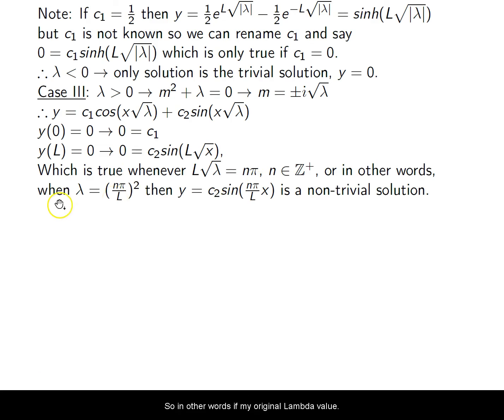In other words, if my original lambda value is n pi over L squared, so really what I did was I just took this and solved for lambda, so divide by L, then square both sides. If lambda is equal to this, then y equals C2 sine n pi x over L is a non-trivial solution. That's the only time. If this is not true, then I have only the trivial solution. So this is the only time when we have solutions here.